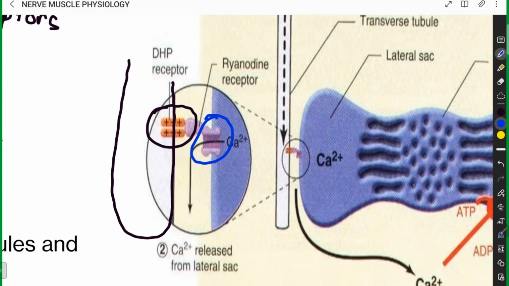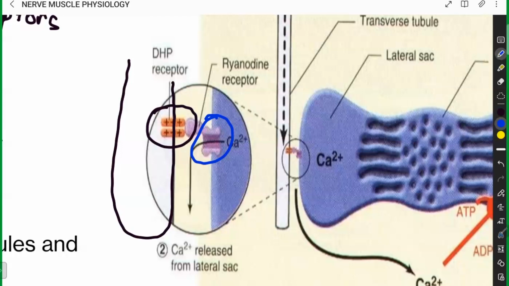Now you have the other one, called the ryanodine receptor. These ryanodine receptors are involved in malignant hyperthermia. So what is malignant hyperthermia? This is an autosomal dominant disease due to mutation of this ryanodine receptor. Because of the mutation, there is excess calcium from the sarcoplasmic reticulum that leads to excess muscle contraction. When muscle is contracted excessively, there is heat production, which presents as hyperthermia.